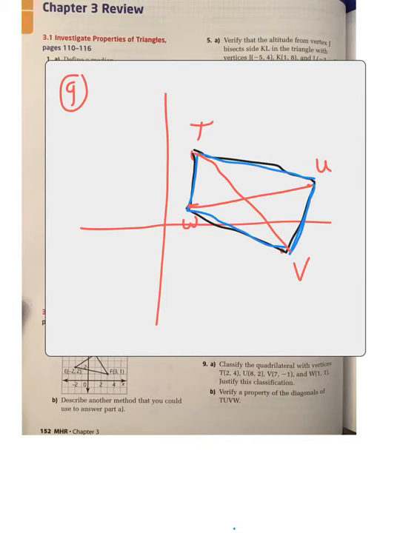If it's a parallelogram, then the diagonals will intersect. If it's a rhombus, they'll bisect each other. And if it's a square, obviously they'll be equal and they will bisect each other.